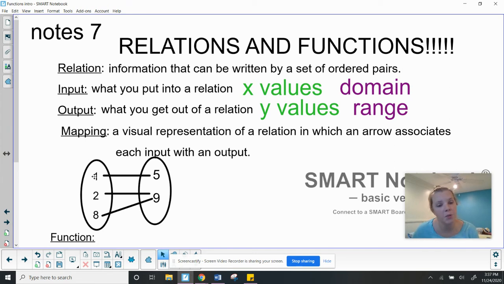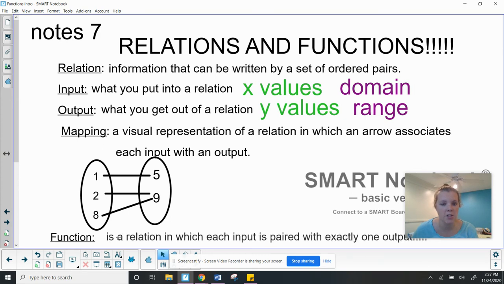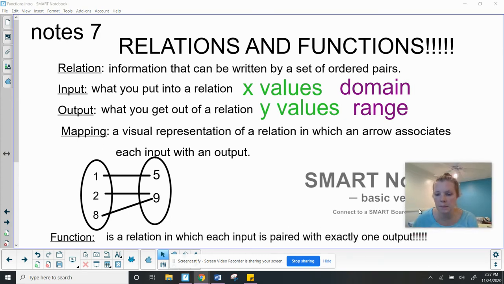But if I input a 1, I output a 5. So the input is 1, the output is 5. The x value is 1, the y value is 5. The domain is 1, the range is 5. 2 goes to 9, and 8 also goes to 9. That's how you read the mapping. You follow the arrows. And then a function, lastly, the last definition, a function, oopsies, my picture.